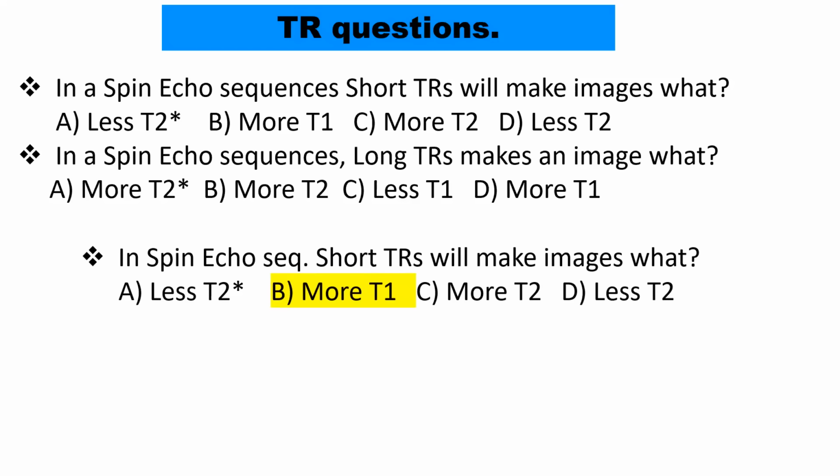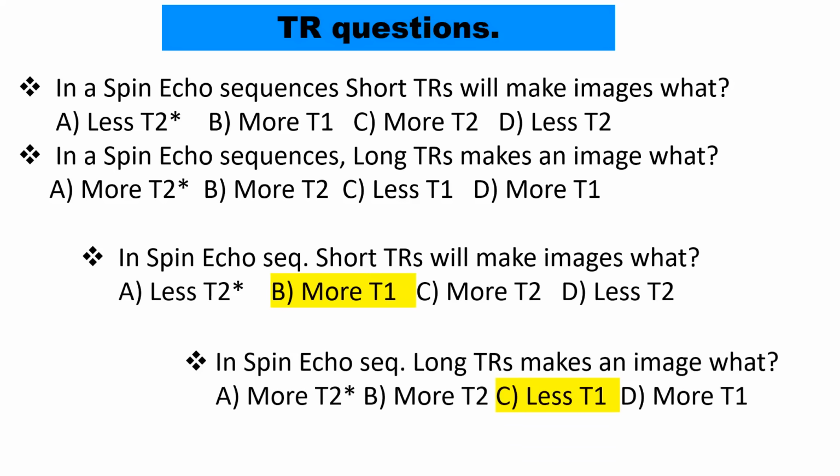Remember, TR controls T1. In a spin echo, long TRs make your image what? Remember, I said earlier, a TR question is probably pointing towards a T1 answer. TR questions, T1 answers. In a spin echo, long TRs make an image less T1. Some of you might have said, oh, I need a long TR for T2. Yes, you do. But the long TR just means less T1 contrast.